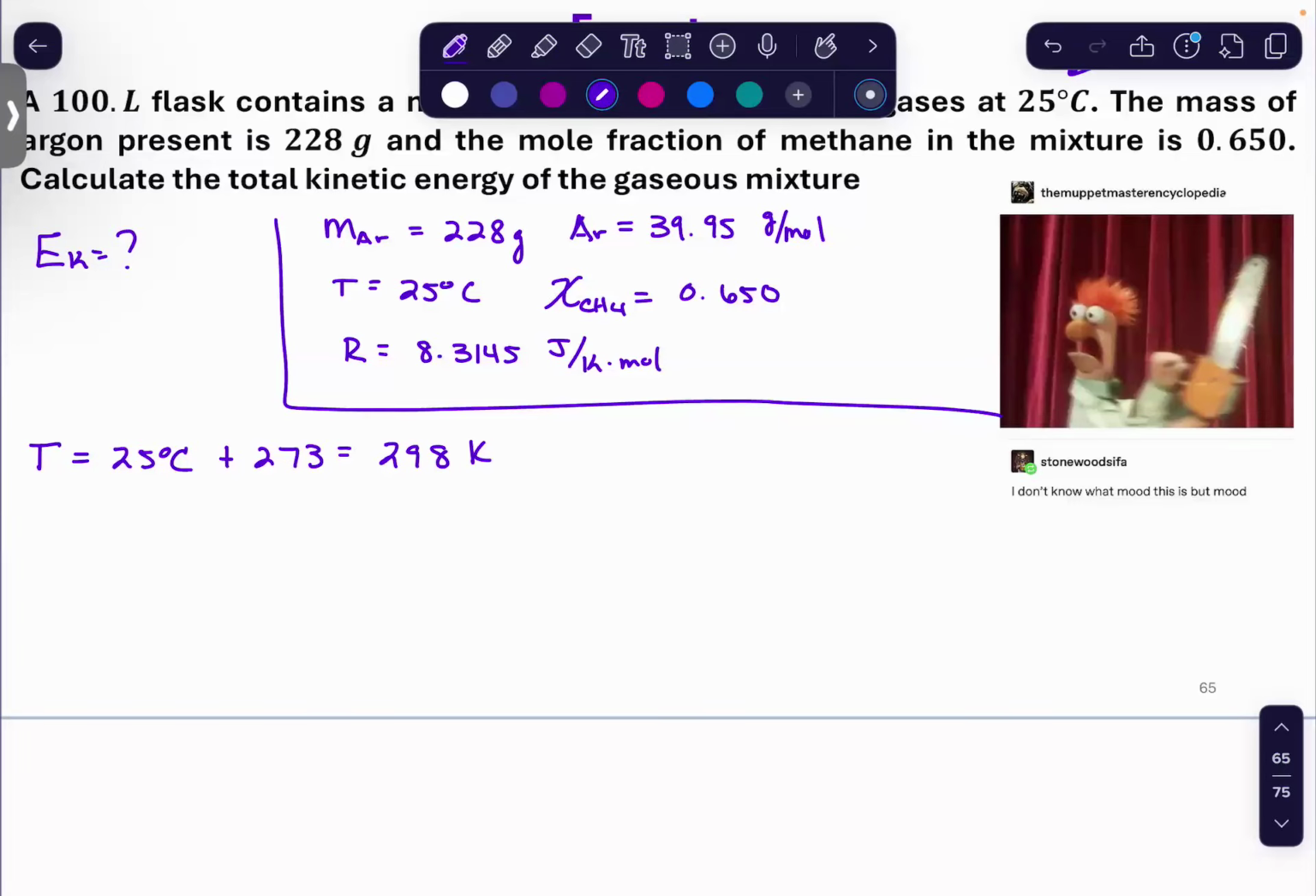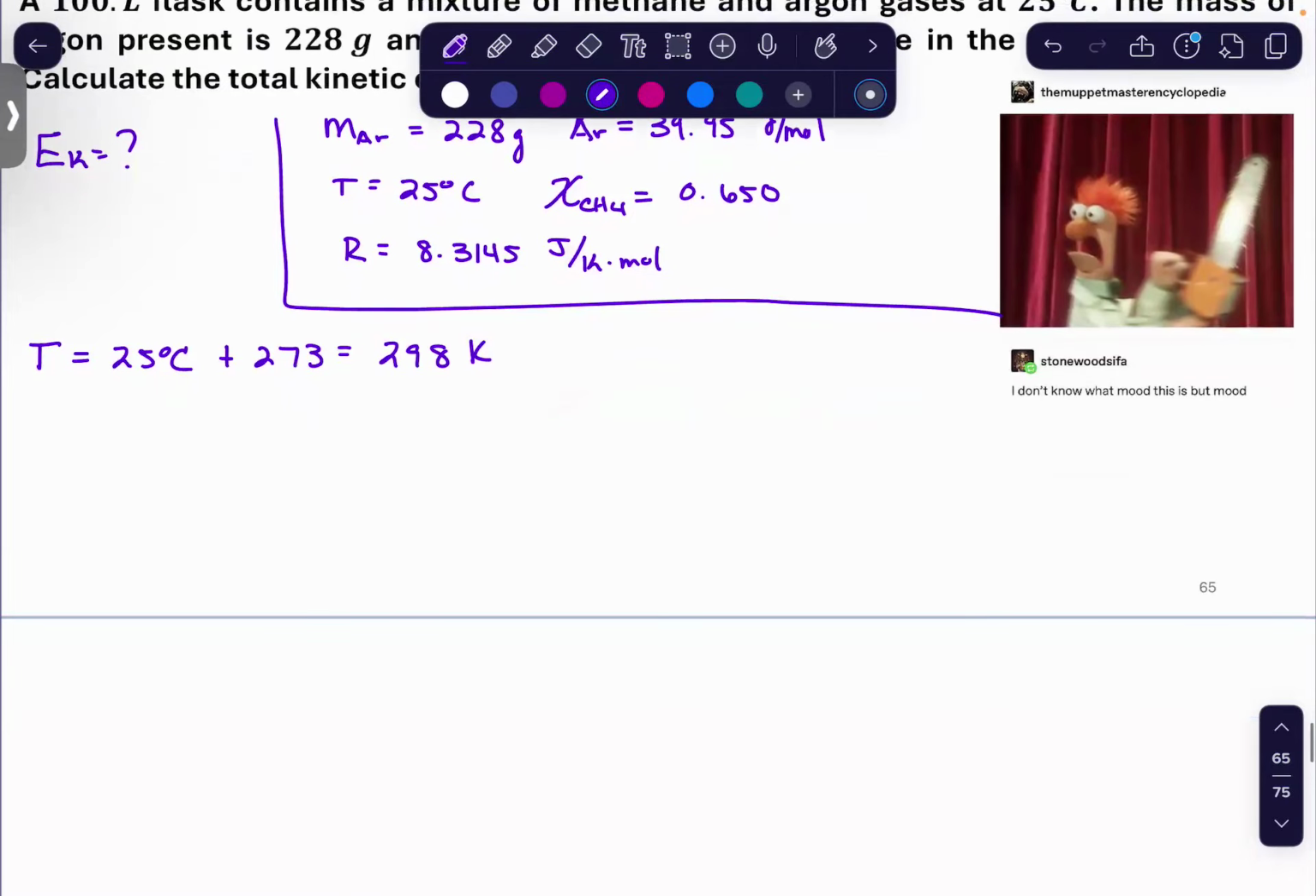And so we know that our expression for average kinetic energy is 3/2 RT. Total kinetic energy would be the average kinetic energy multiplied by the total moles of gas molecules in the system. So that's what we need: total moles of gas molecules. Okay, so let's think about how we do that. Well, I know that my mole fraction is moles of CH4 over total moles, CH4 plus argon. Since it's the mole fraction of methane, moles of methane has to be on the top.